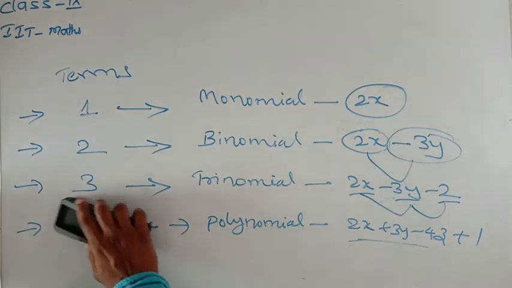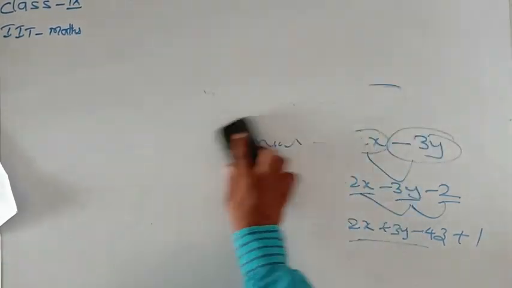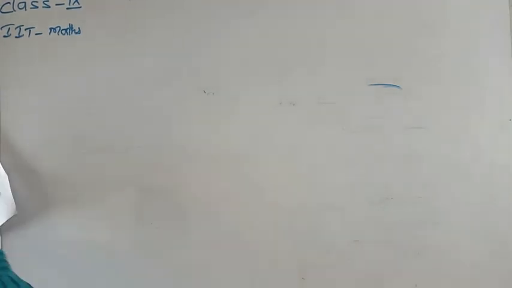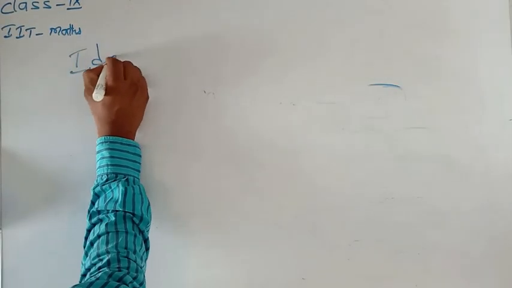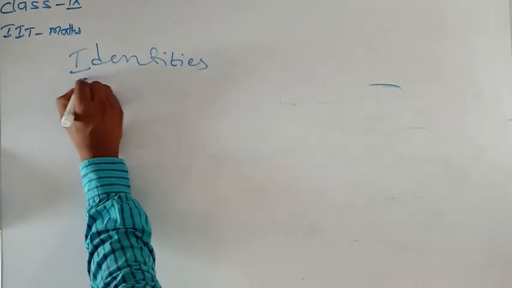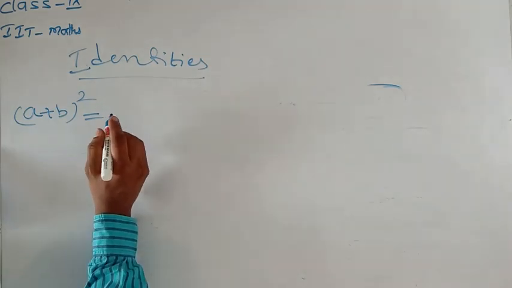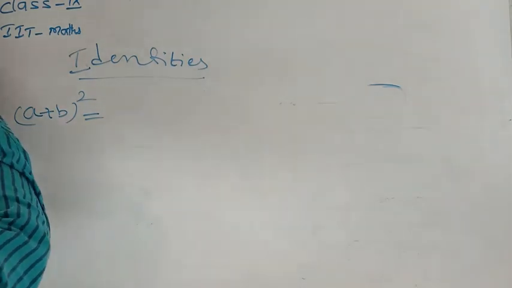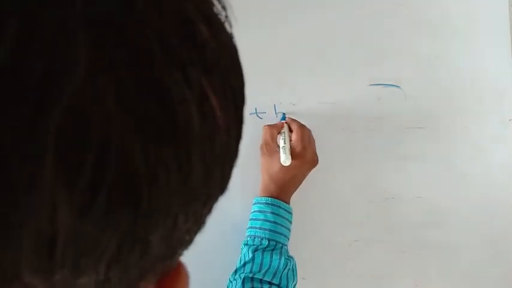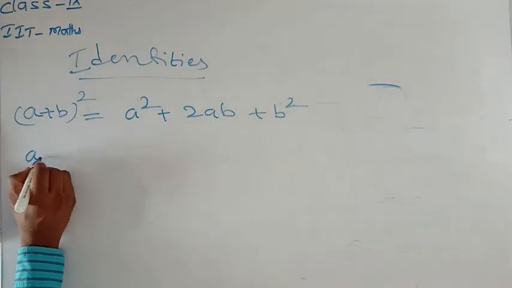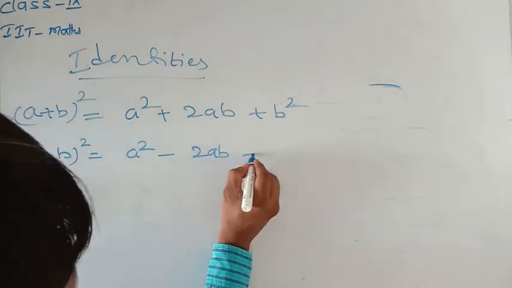The next we are going to study about the identities in algebraic expressions. We are having so many identities. The first identity is a plus b whole square. The expansion of a plus b whole square will be a square plus 2ab plus b square. The next identity is a minus b whole square. A square minus 2ab plus b square.